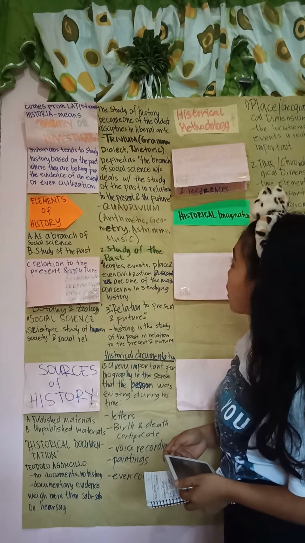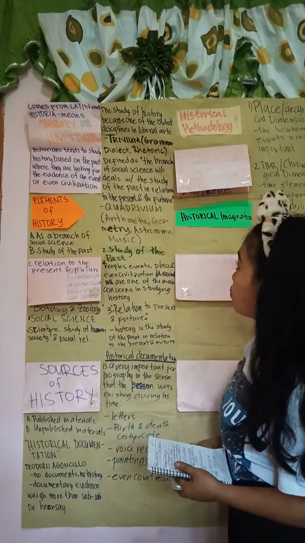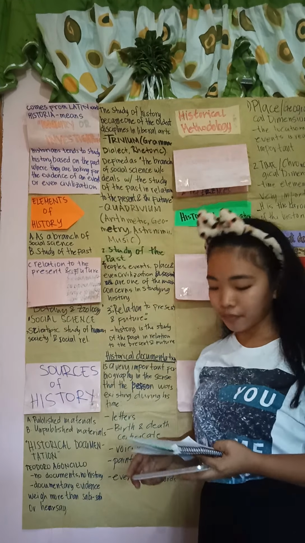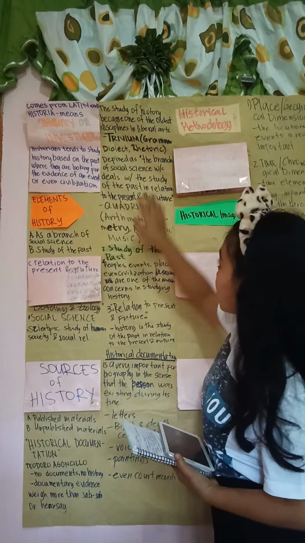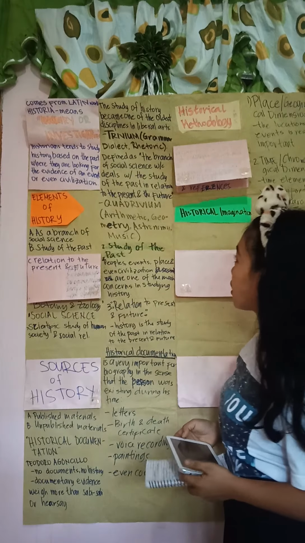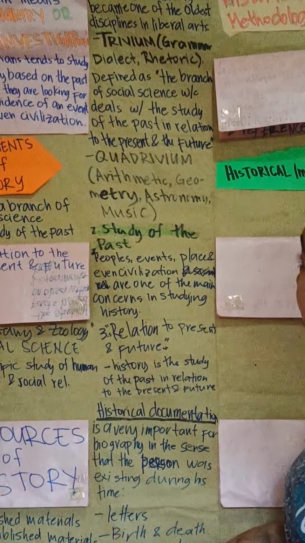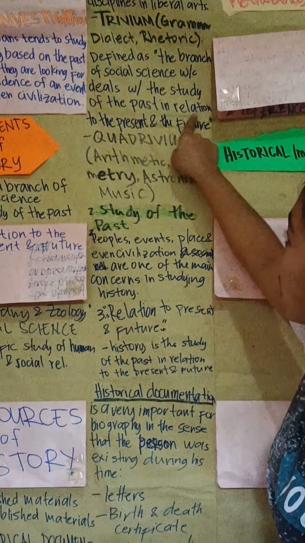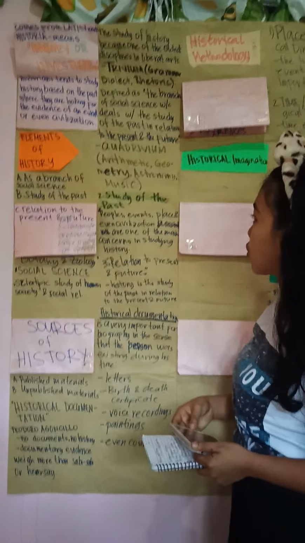The study of history became one of the oldest disciplines in the liberal arts. Stated that trivium, meaning hindi siya wala lang. Ibig sabihin, if you want to change the future, study the past. Defined as the branch of social science which deals with the study of the past in relation to the present and the future. Stated that quadrium, meaning para sa kanya, ang history ay isa siyang branch ng social science kung saan kailangan pag-aralan natin yung anong connect ba ng past sa present, sa future.